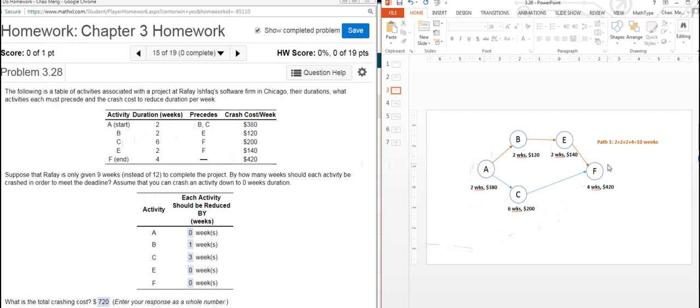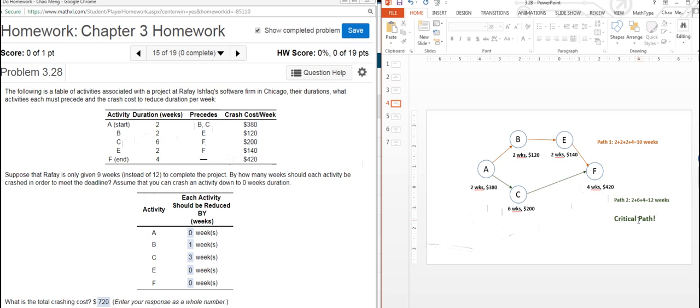Let's look at the first path: A, B, E, and F, 2, 2, 2, and 4. The calculation is 2 plus 2 plus 2 plus 4 weeks, totally 10 weeks. This is the first path. Then let's look at the second path from A to C and to F. We have 2 weeks, 6 weeks, and 4 weeks. So 2 plus 6 plus 4 equals 12. So the second path is our critical path.